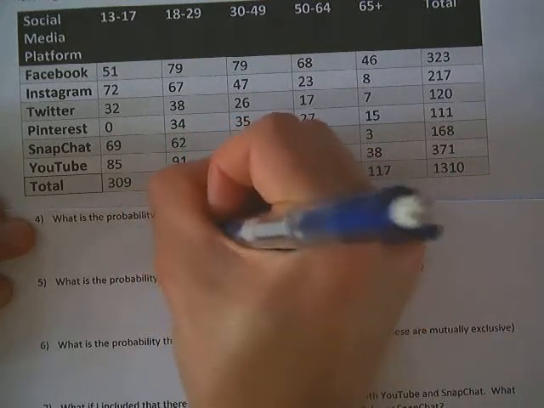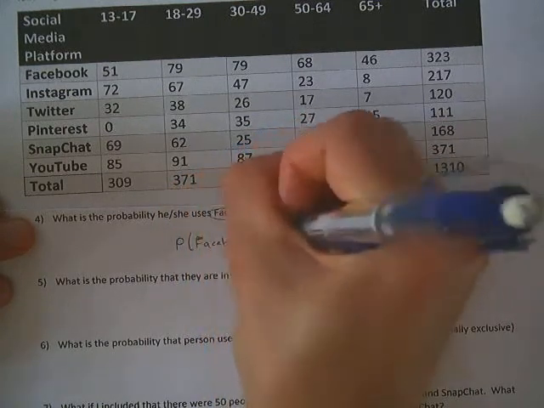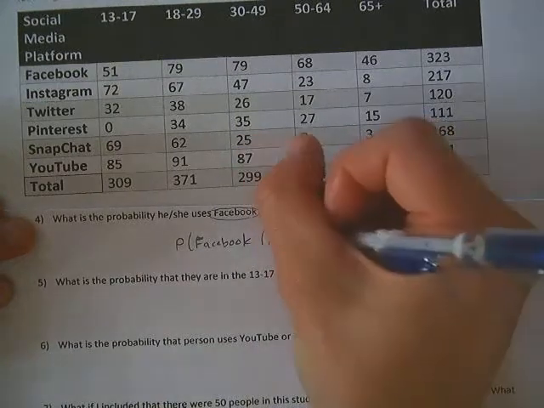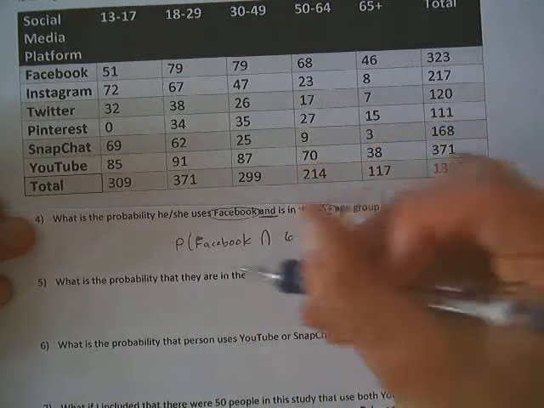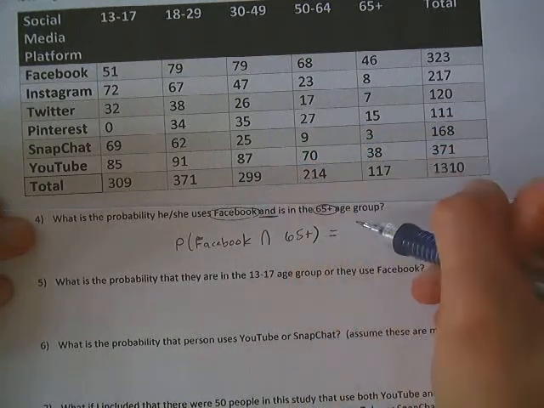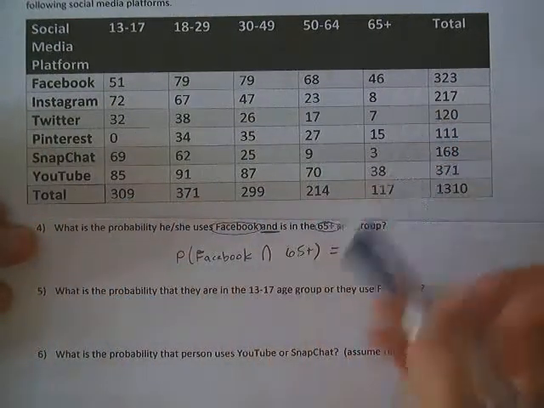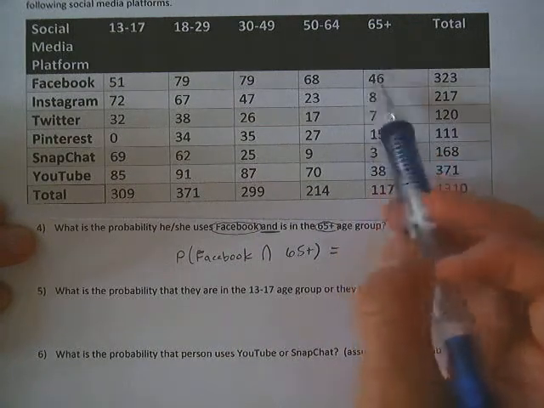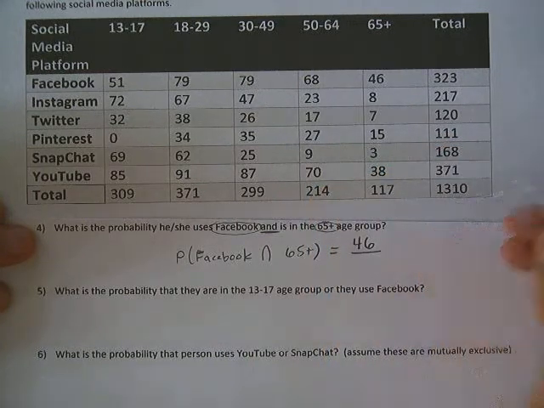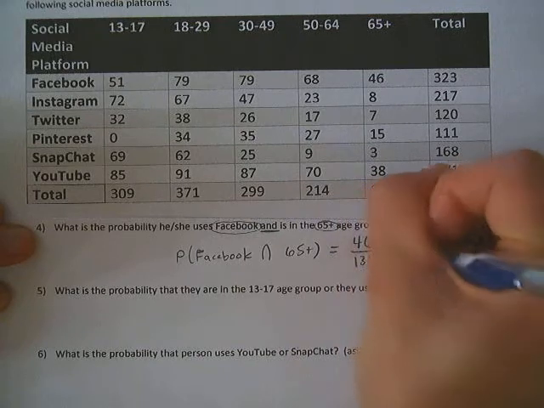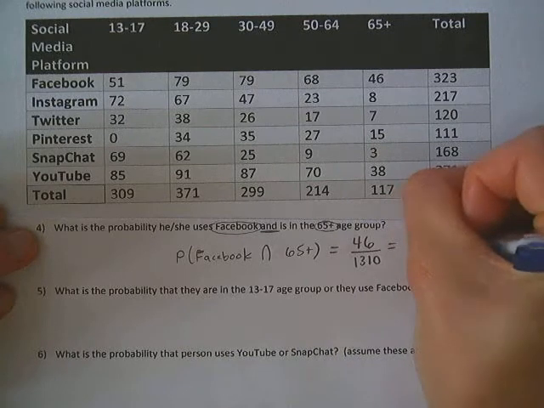So we're looking for the probability that they use Facebook, and there's the intersection symbol, and are in the 65 plus category. Okay. So look at your table, find how many people are in both categories. So if I look at my table, these are the Facebook people. Look for my 65 plus category. There's 46 people in both. So I have a 46 out of, well, there's 1,310 people in all. So that's the probability as a fraction. And then as a percentage, we get 3.51%.